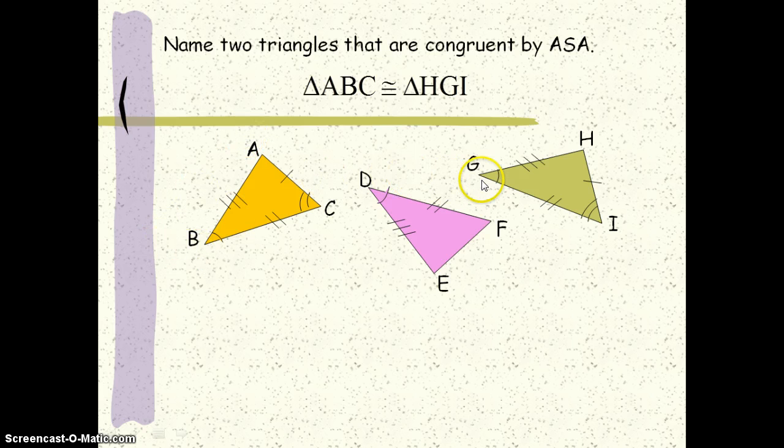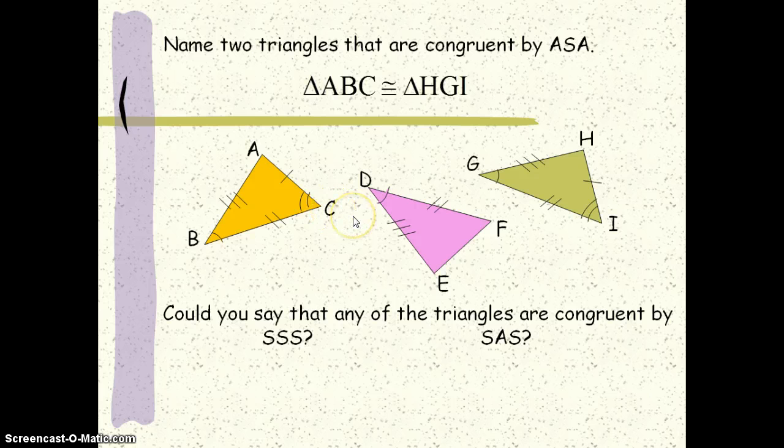Angle B is congruent to angle G. BA is congruent to GH. AC is congruent to HI. C is congruent to I. And BC is congruent to GI. To specifically see the angle, side, and angle, it would be B is congruent to G, BC is congruent to GI, and C is congruent to I. The angle, then the included side, and then the angle.